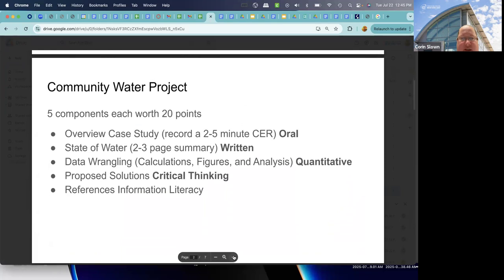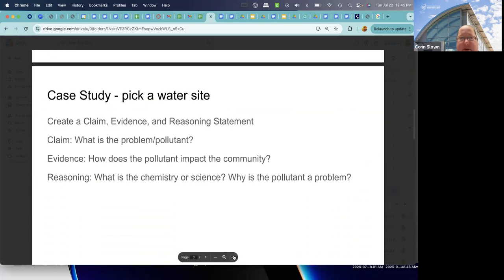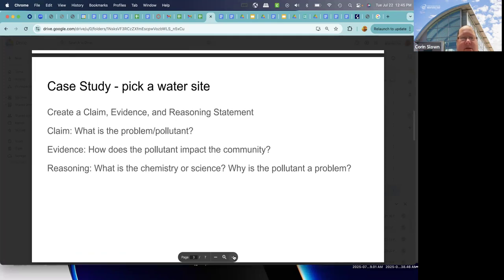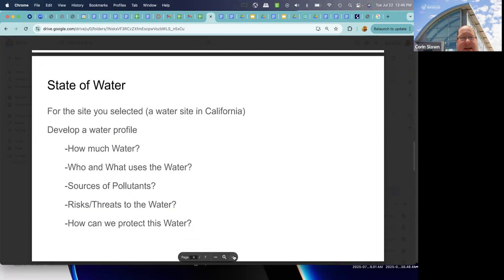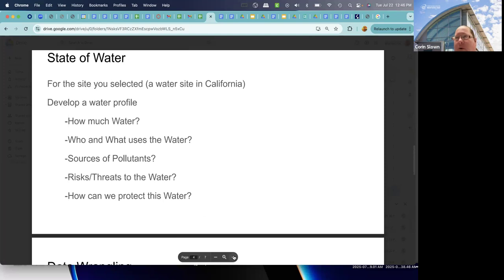And then for your case study, I think that part's pretty straightforward. There's a claim piece, an evidence piece, and a reasoning. It helps to give a little bit of context. And this is the one that's somewhere between 2 at most 5. It shouldn't be a really long presentation. The state of water, here are some water profile questions. You could expand in other areas if you think that that's more appropriate.